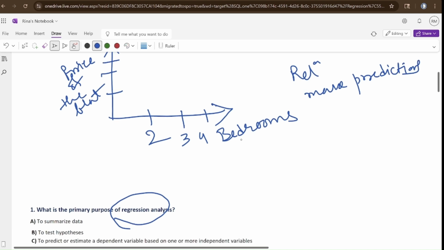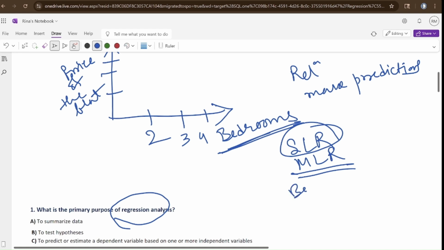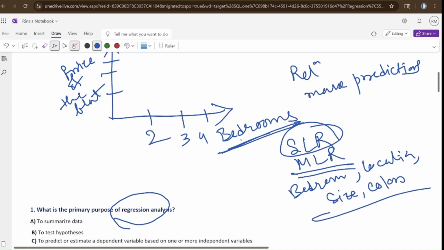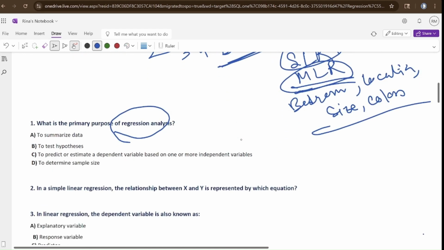Now, it can be simple linear regression or multiple linear regression. Simple linear regression means you have only bedrooms and from this you are trying to predict the price. But for multiple, you have bedrooms, location, size, color and all these very different kinds of variables. Then it is called multiple linear regression. Okay, now let's start the questions, then we will discuss more.